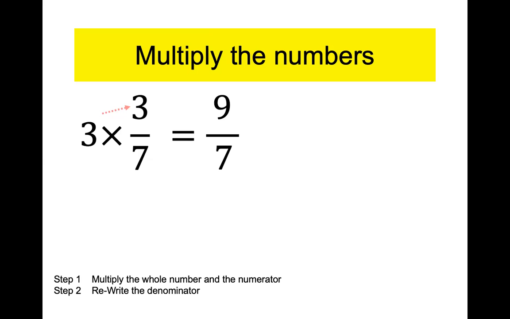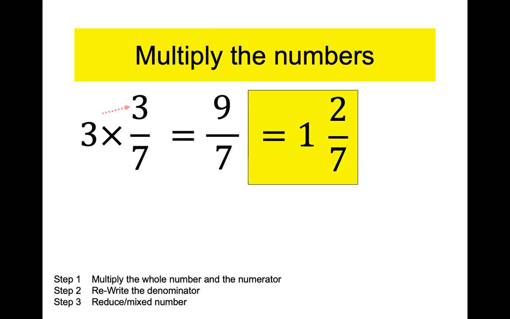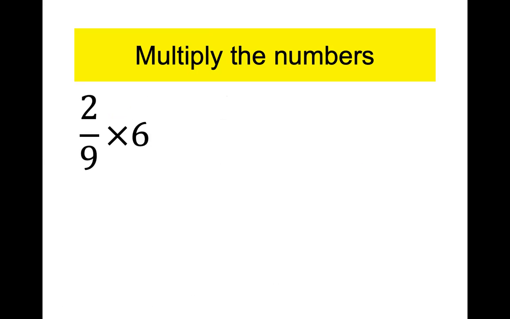You won't always have to change it to a mixed number, but in this case you do. 7 goes into 9 with how many left over? So 1 and 2 sevenths. Okay? Now notice all I did was flip the order around. Before it was a whole number times a fraction. Now it's a fraction times a whole number. The process doesn't change. Remember, multiplication is commutative.